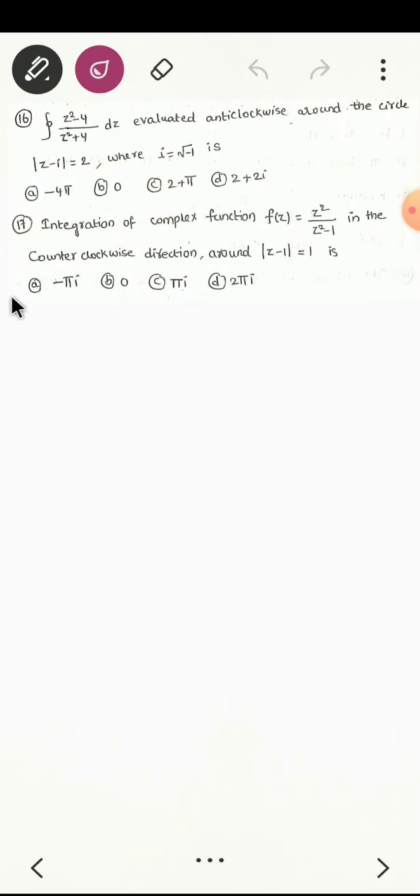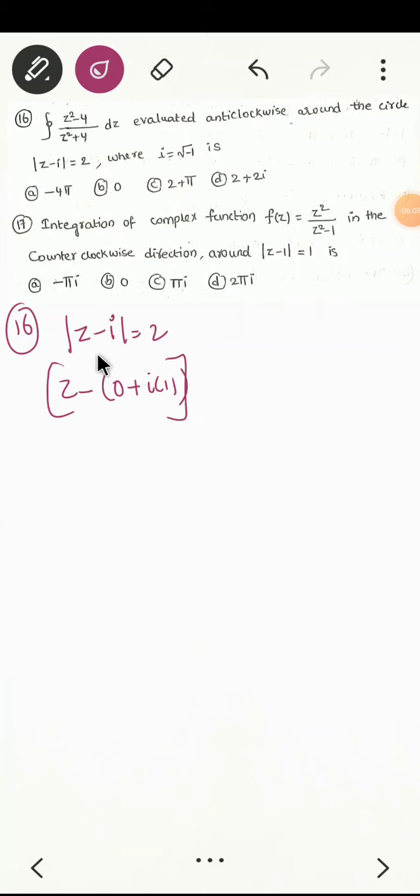Next, problem number 16. Integral of (z square plus 4) by (z square minus 4) by (z square plus 4), with the contour |z minus i| equal to 2. Compare it with z minus (0 plus i) into 1. Now you just check whether it is in this form or not. We get |z minus i| equal to 2. Then (x, y) is equal to (0, 1), radius equal to 2.